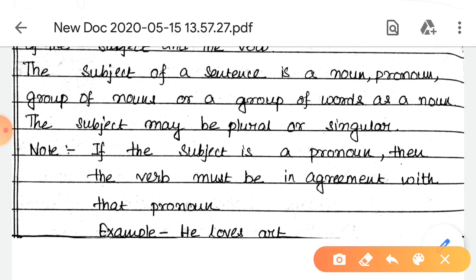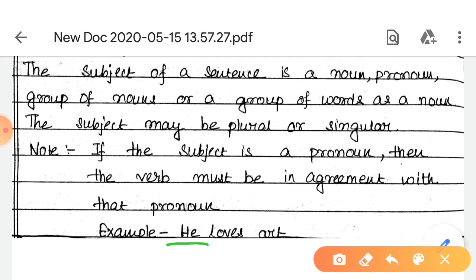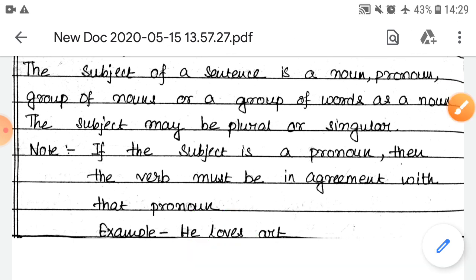Which is the subject over here? He. It can be what? It can be singular and plural. And what is this topic about? This topic is about the relationship between these two, between he and loves, between the subject and the verb. This relationship is what we are going to discuss today. And the subject, that is he, can be singular and plural. Now what about this verb? We will now see what can happen with this verb.